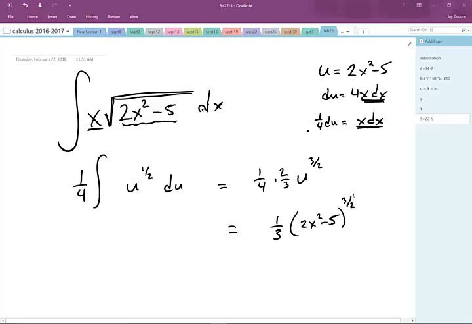And you could always check yourself. If you brought this down and multiplied it, what would you get? You'd get 1/2, and then you'd get 2x squared minus 5 to the 1/2. And you multiply by the derivative of the inside, which would be 4x. And this would cancel, give you a 2x.